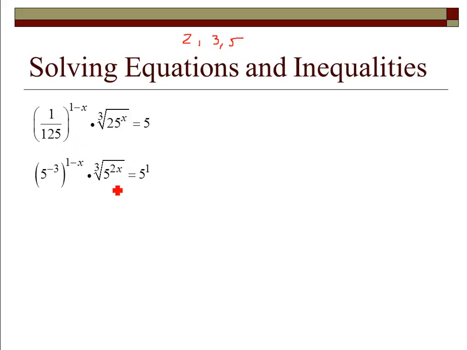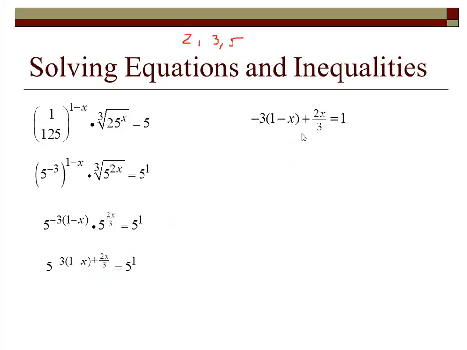Now, with a radical, this becomes 5 raised to the 2x over 3. And when I raise to a power right here, I'm multiplying. This is like raising to the 1/3, so I have 1/3 times 2x, and then I'd get 2x over 3. Now, when I multiply, we add our exponents. So I get 5 raised to the negative 3 times 1 minus x plus 2x over 3 is equal to 5 to the first. Once I've got the same base and nothing else going on, so right now I've got more than one of those bases, get it down to such that I could drop the bases and just solve what's left over. Set the exponents equal to each other.